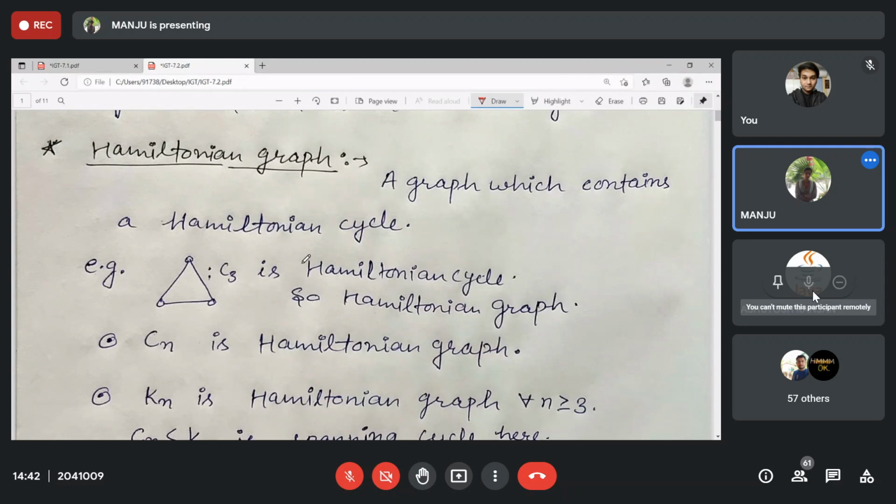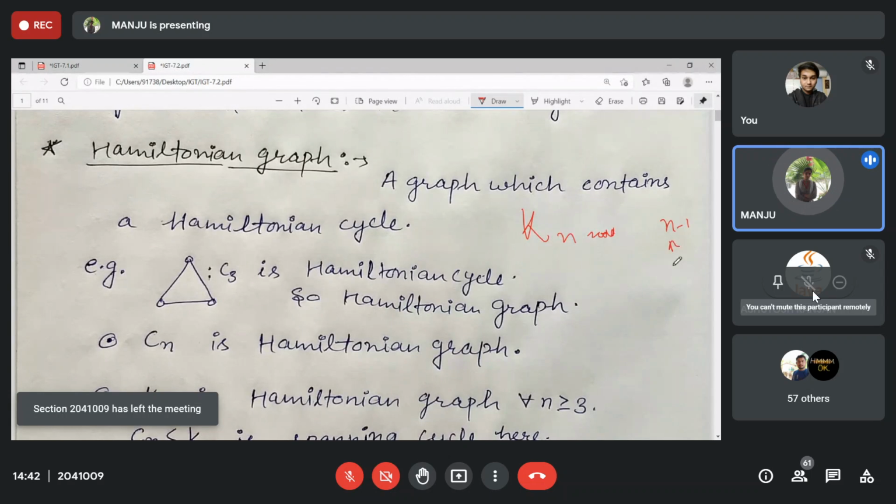No. Kn is Eulerian only when n is odd. Then this is an n minus 1 regular graph, right? So whenever n is odd, n minus 1 will be even, which means all the vertices have even degree n minus 1. In that sense, it will be Eulerian.